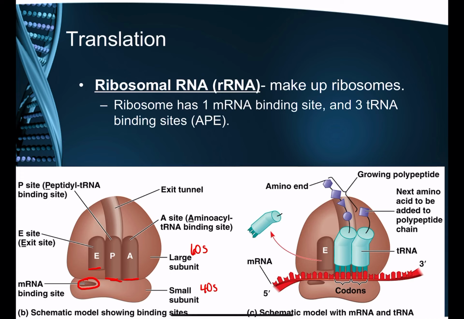Now, on the mRNA, remember, before it left the nucleus in transcription, it had some transcriptional modification. When it got done with transcription, it was pre-mRNA. But then it went through a few steps, at least in eukaryotes, to make the final mRNA that's going to go into translation. Those steps were adding a 5' cap, adding a poly A tail, and then using the spliceosome to cut out the introns. So this mRNA binding site is going to be able to bind to that 5' cap end. We're going to read this from 5' to 3'.